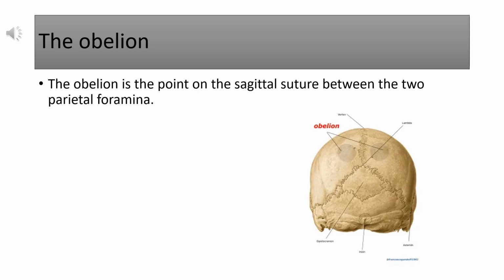Next term is the obelion. The obelion is a point on the sagittal suture between the two parietal foramina.